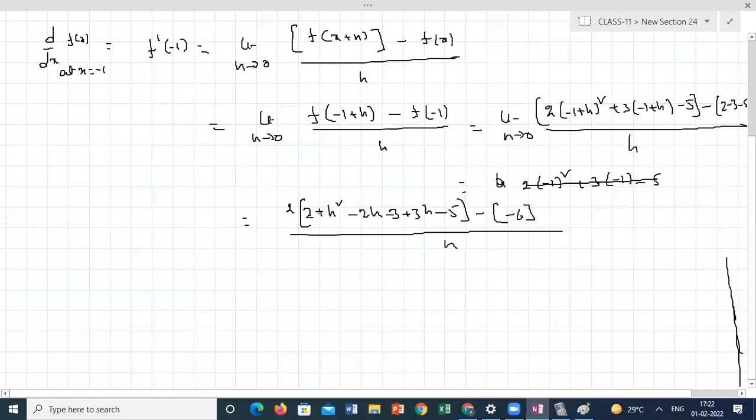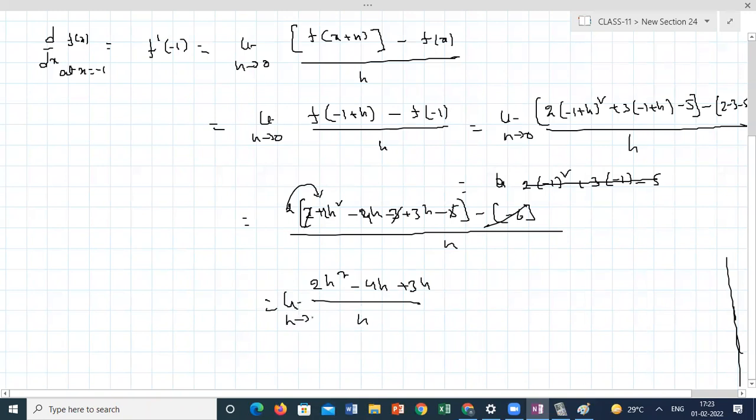This will be 2h square minus 4h minus 3 plus 5. So minus 3 minus 5 is minus 8. So minus 3 minus 5 minus 8 minus 6, minus of minus plus 6. Finally, if I'm adding, I'm getting 2h square minus 4h plus 3h by h.